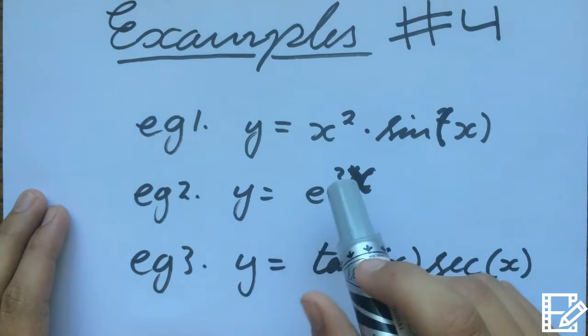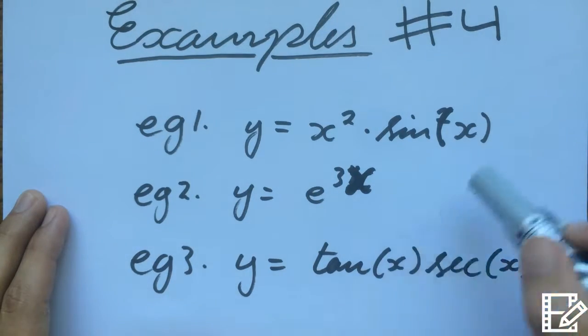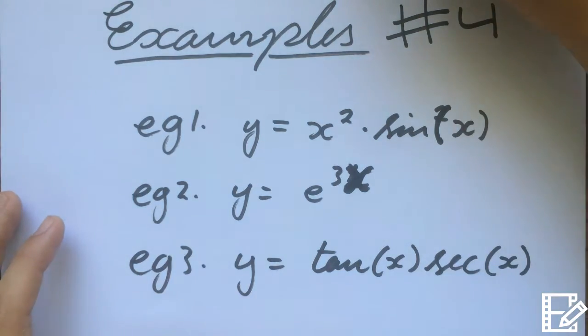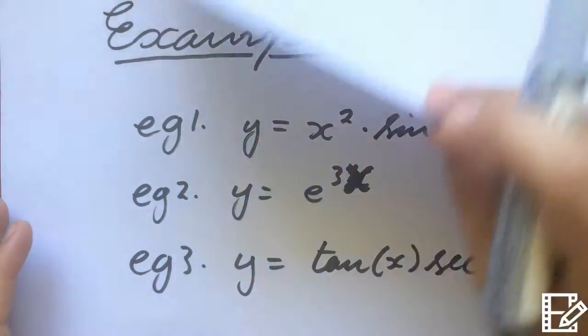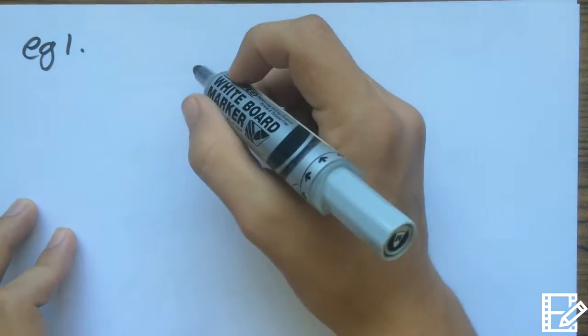Now that's a bit messy, but that's a 3x, and that is a sine x. I'm not very good at handwriting. Like I said before in another video, I am a mathematician, not anything really else. But on that note, let's start with example 1.